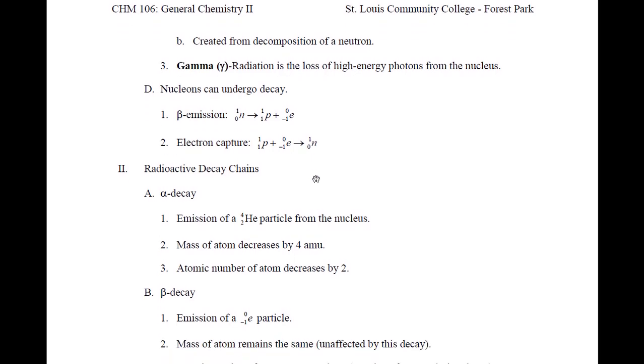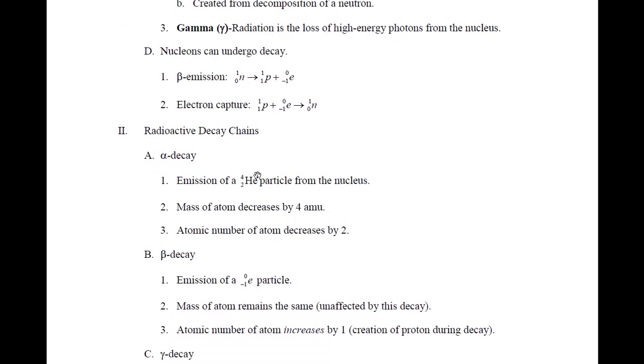All right. With this, we can talk about radioactive decay chains, because usually a radioactive nucleus is not going to emit just one particle. There's going to usually be several, and so we call these decay chains. So with an alpha decay, we emit a helium core, and that's going to cause the mass to decrease by 4 and the atomic number to decrease by 2.